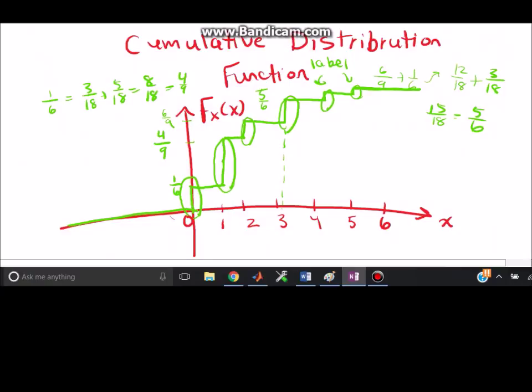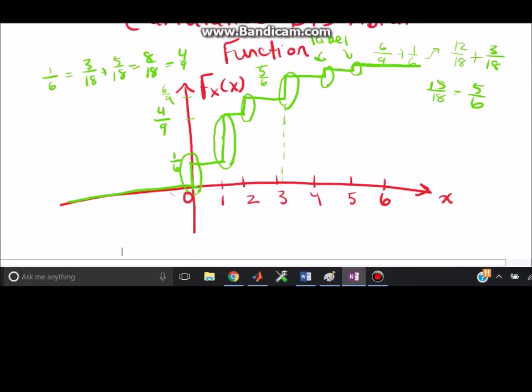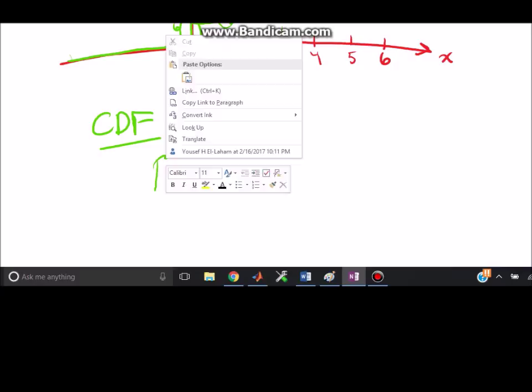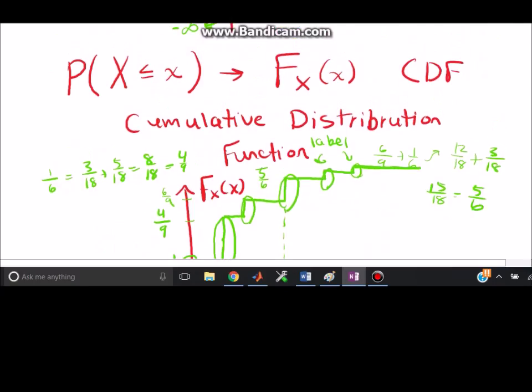Okay, and let me just restate these properties of the CDF. Some useful properties that you should know are that if you take the limit as x goes to negative infinity of the CDF, this should equal 0. And if you take the limit as x goes to infinity of the CDF, this should go to 1.